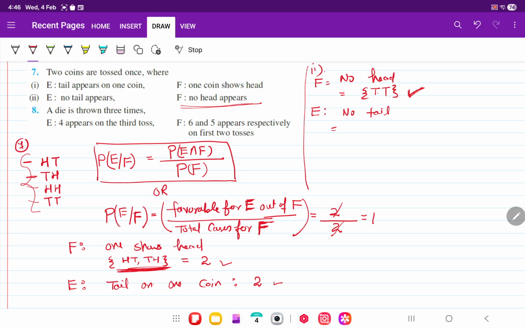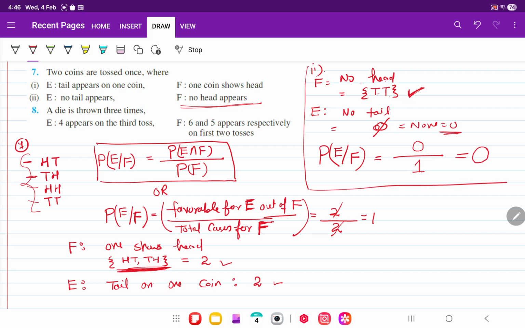Out of this how many are favorable? No tail, 0, nothing. When we write that, it means none, or we can say 0. So what will be the probability of E when F has happened? F has happened, total cases are 1 only allowed, no head, only one case, and out of that none is favorable, 0. So the probability is 0. You try these two parts once again.